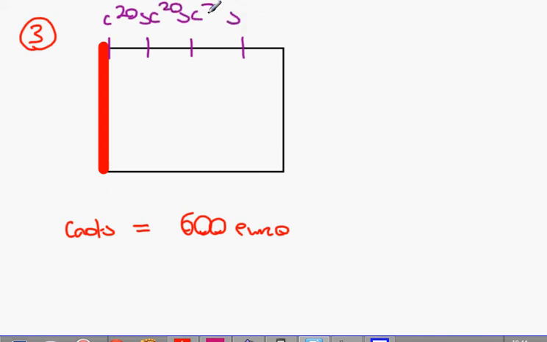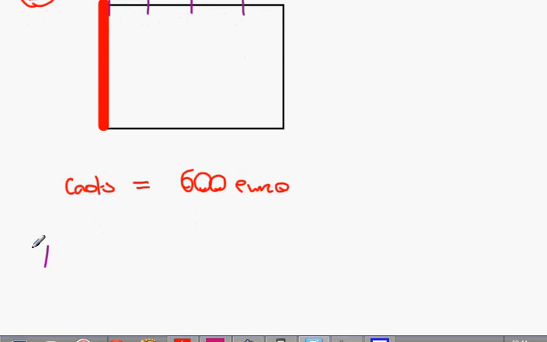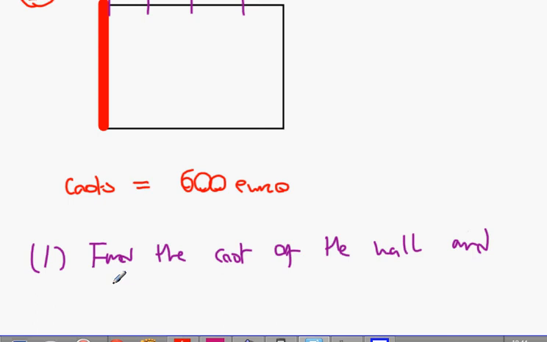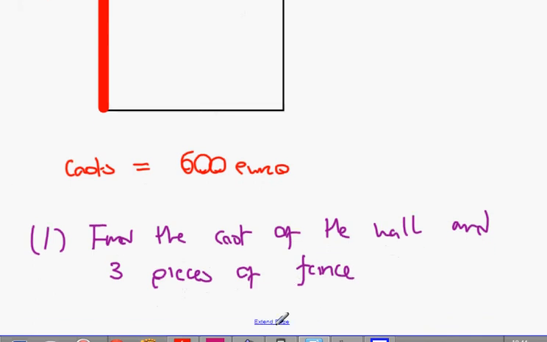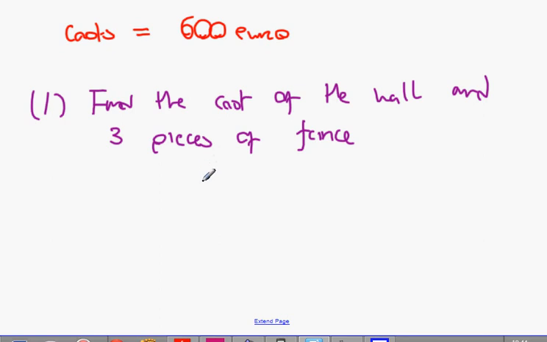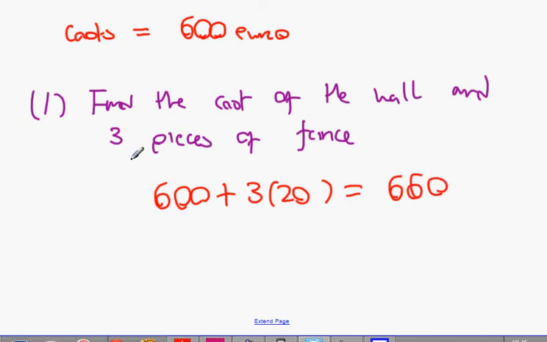Okay? So what they want you to write down is part 1, and you have the wall is compulsory, okay? So what you're going to say is find the cost of the wall and 3 pieces of fence. How'd you do that? So how'd you get the wall plus 3 pieces of fence? Potentially 20 euro each, so it's going to be 600 plus 3 times 20, which is equal to 660, okay?